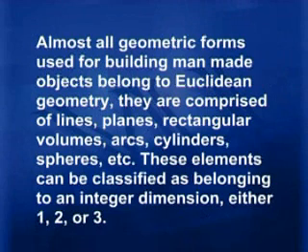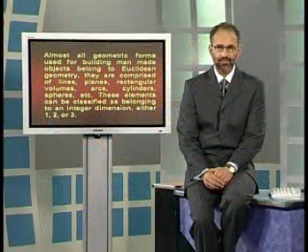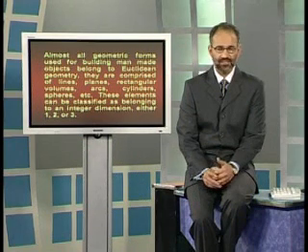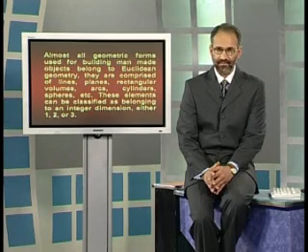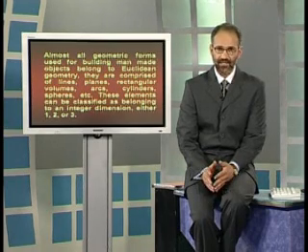Almost all geometric forms used for building the man-made objects belong to Euclidean geometry. They are comprised of lines, planes, rectangular volumes, arcs, cylinders, spheres, etc. These elements can be classified as belonging to an integer dimension, either 1, 2, or 3. This is an understanding that we've already had.